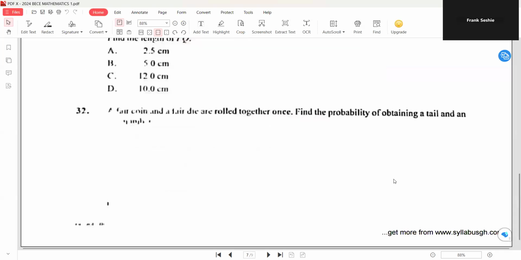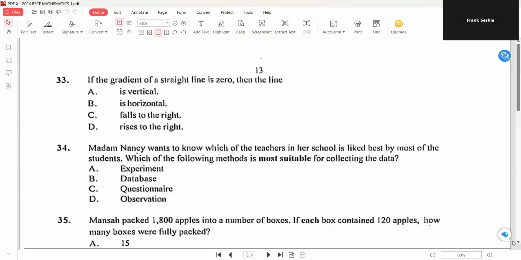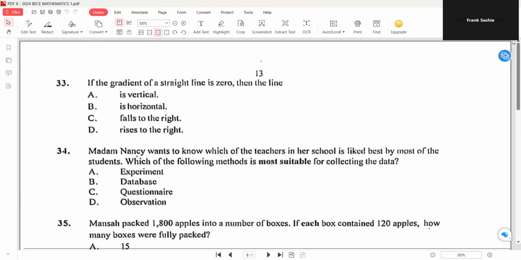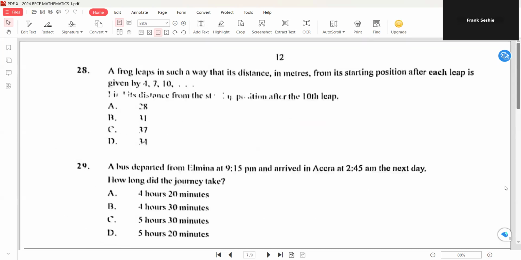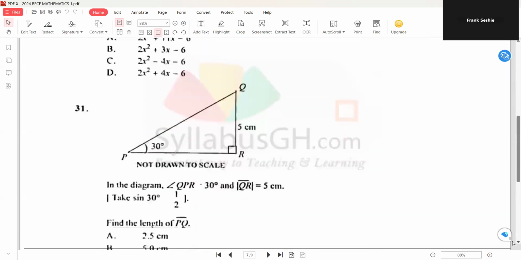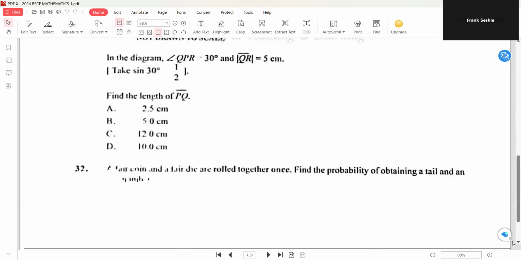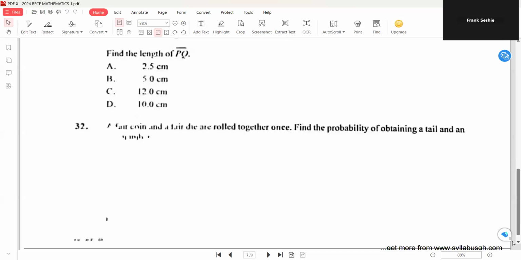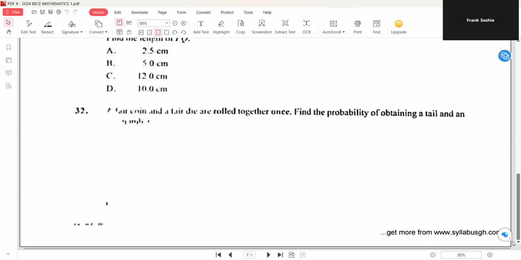Okay, so we move to question number 32, which is not visibly clear. Question number 32: a fair coin and a fair die are rolled together once. Find the probability of obtaining a tail. That is not clear, so I will look for that question and show it to you later.